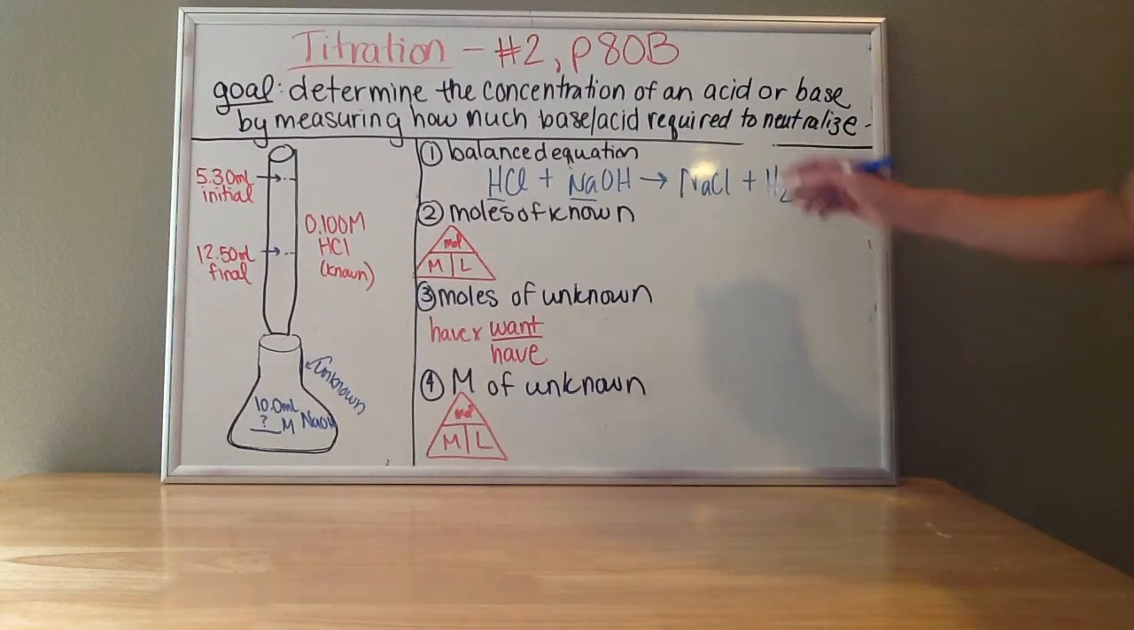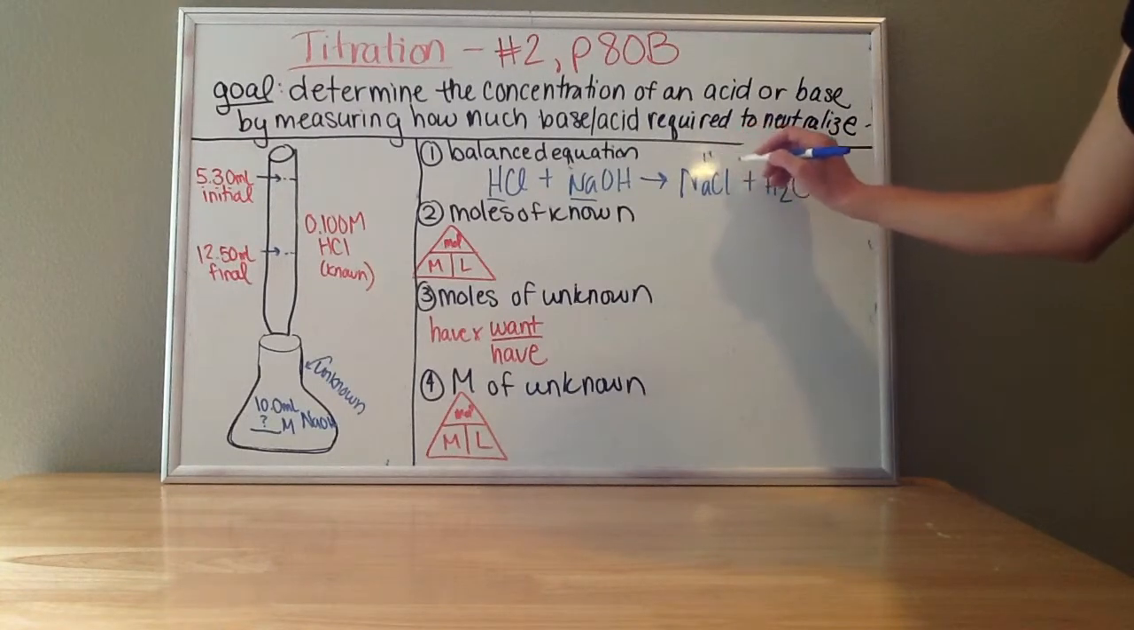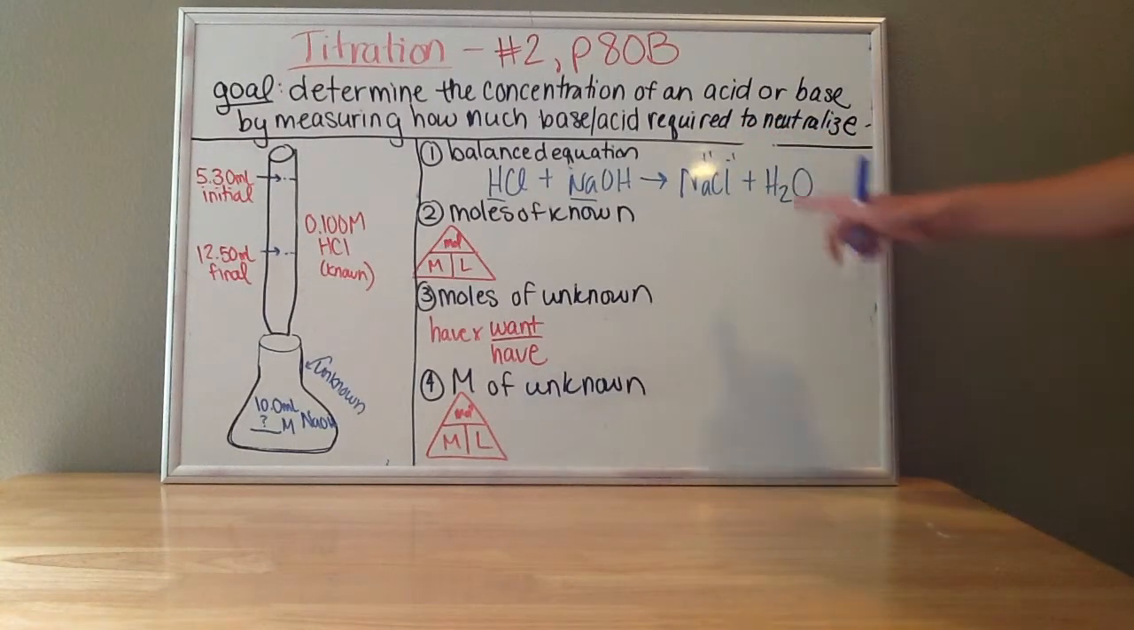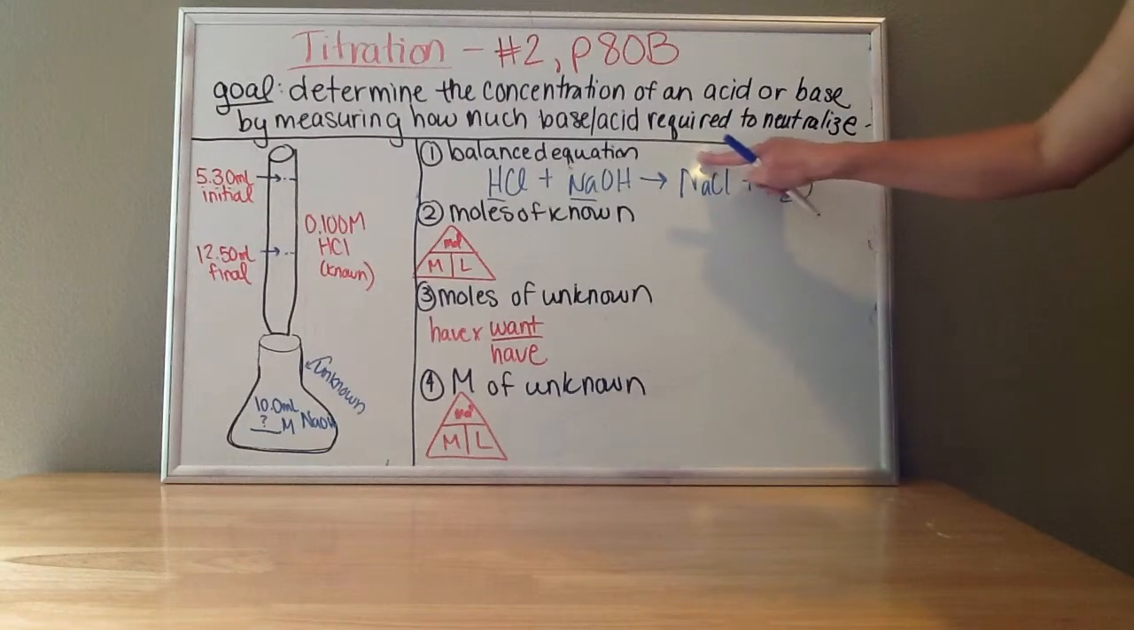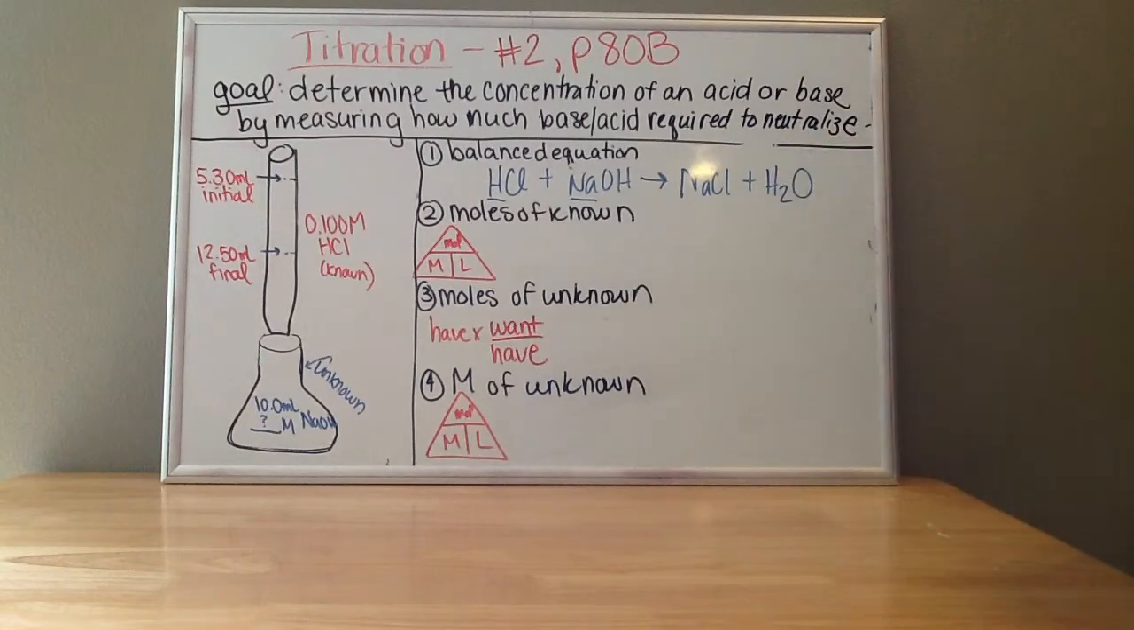And make sure you always double check charges. Sodium has a charge of +1, chlorine has a charge of -1, so no subscripts needed. Same for water. Water will just be H2O. Notice I don't need any coefficients, so it's all 1:1:1 ratios.